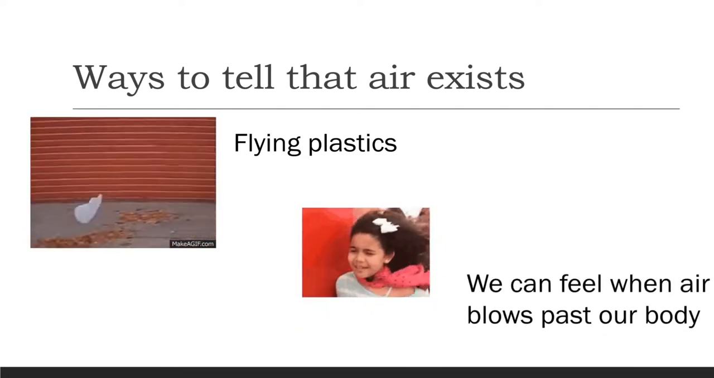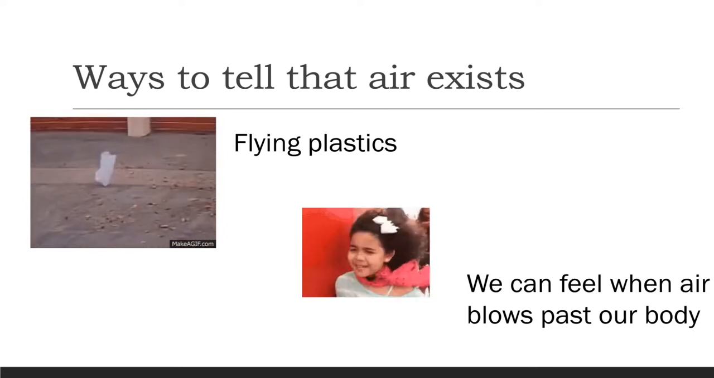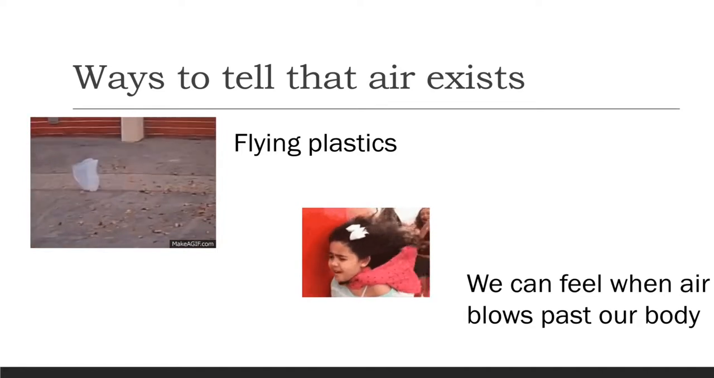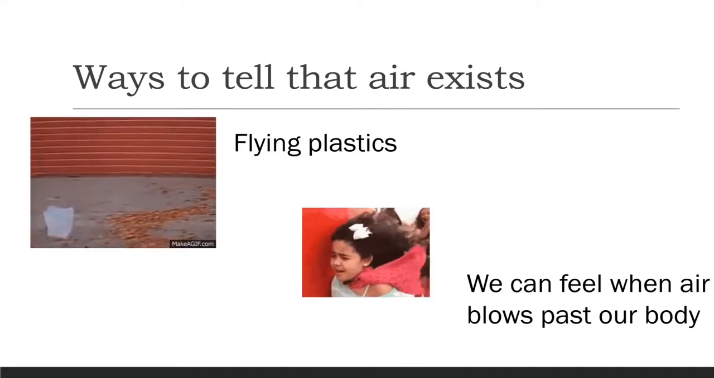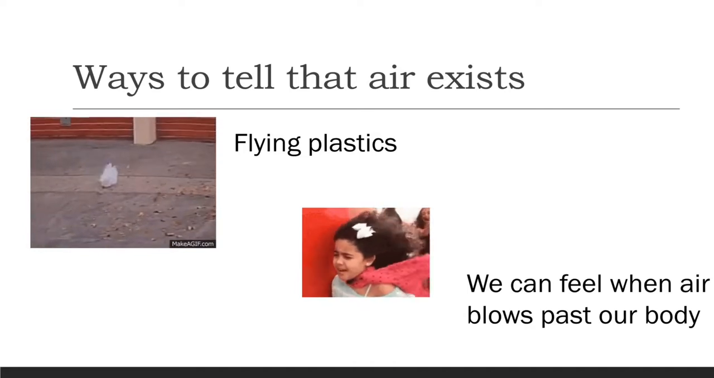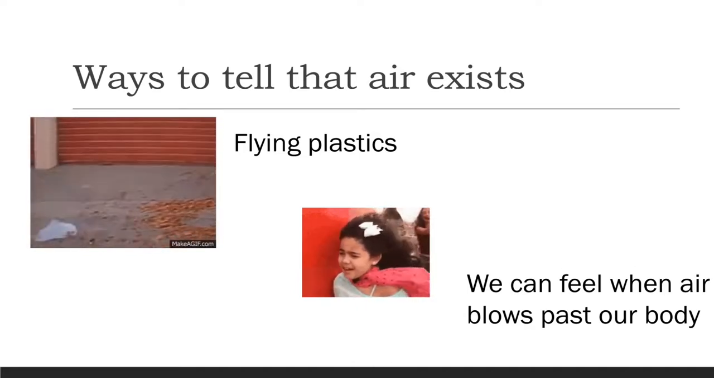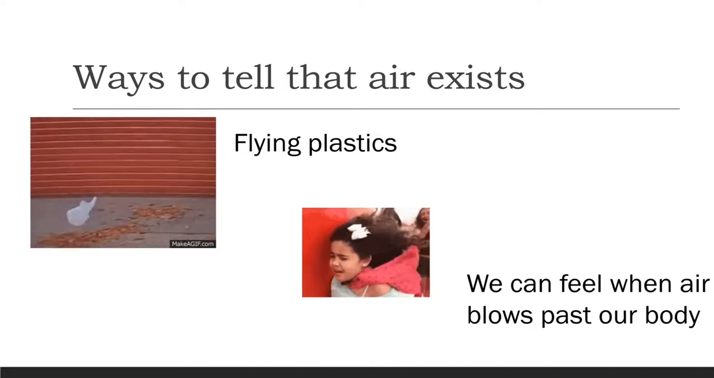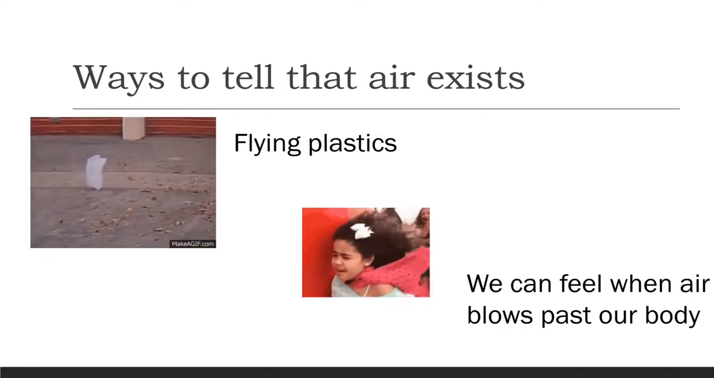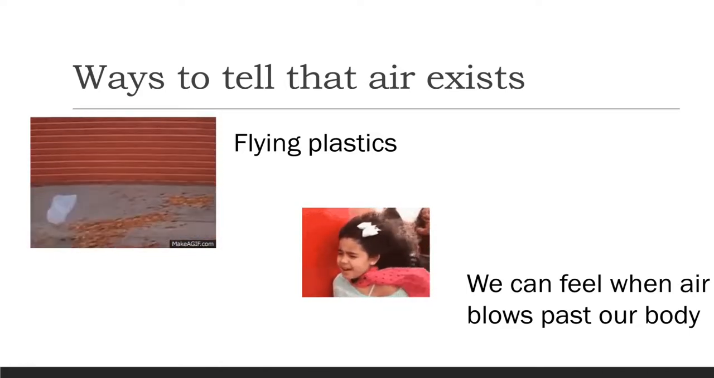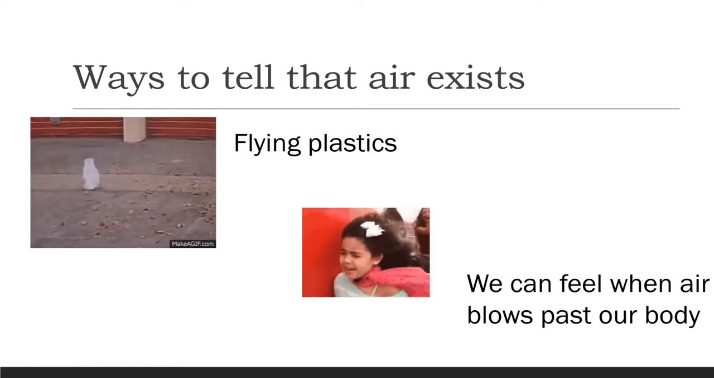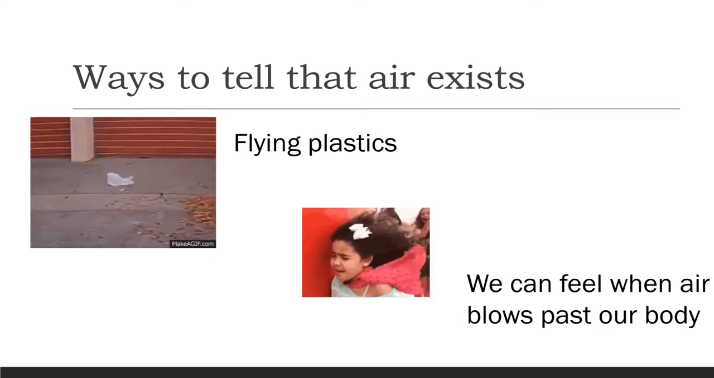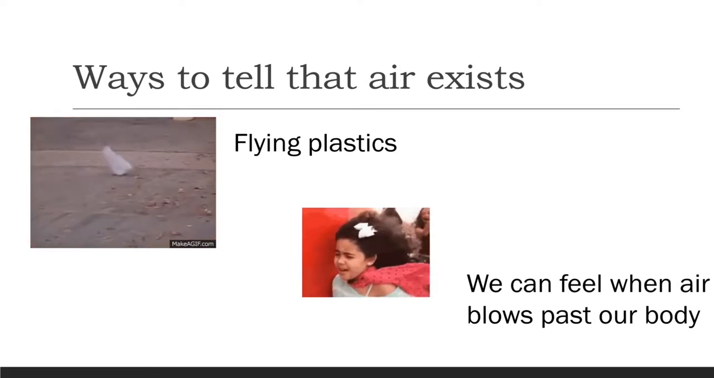Have you tried sitting in front of your air conditioner or your electric fan? How did you feel? What happened to your hair? What happened to your clothes? Well, your hair starts to move or your clothes start to move and you could feel the air blowing on your face. So that's air. We can prove that there is air when the plastic moves because the air blows on it, or when we sit in front of the electric fan or air conditioner and then you would feel the air touching your face.